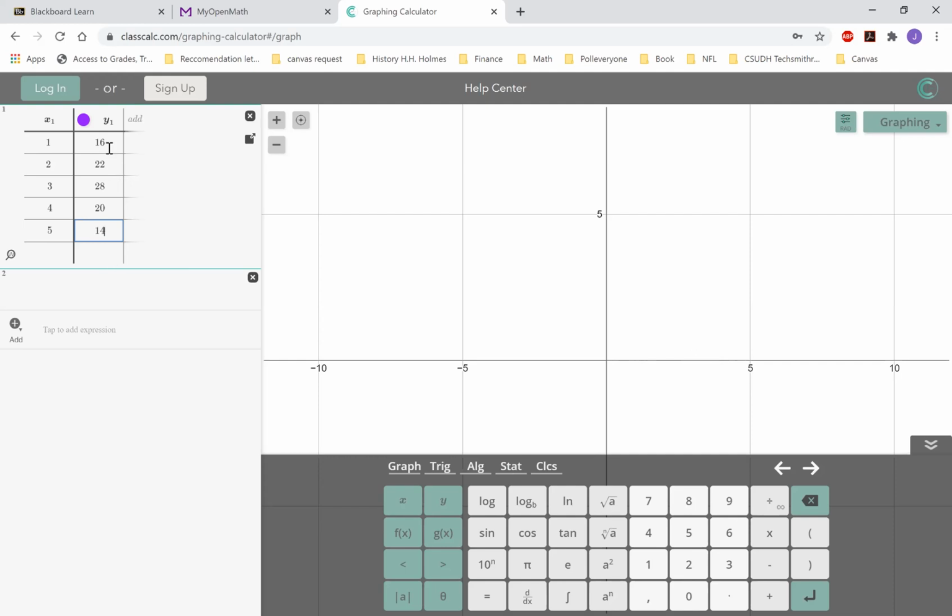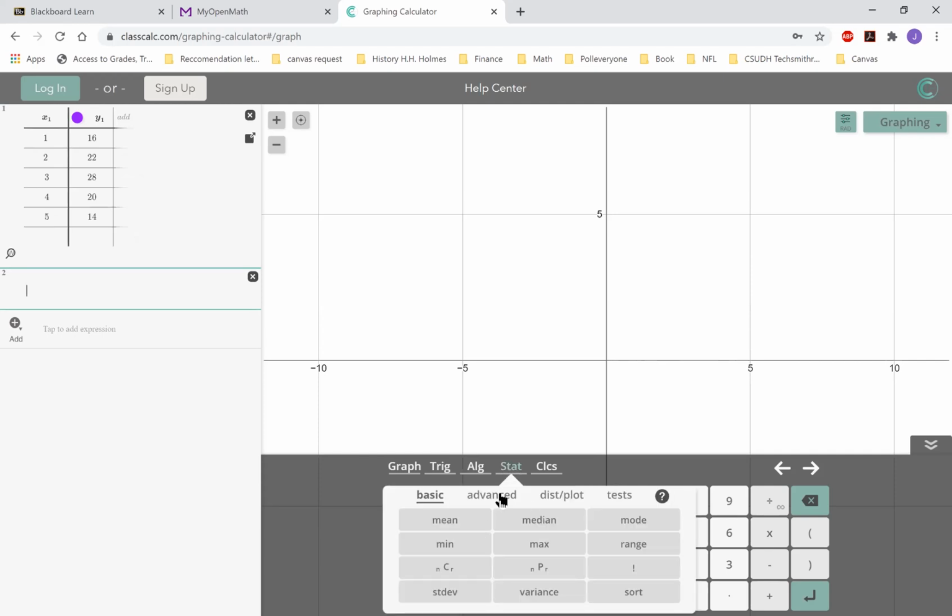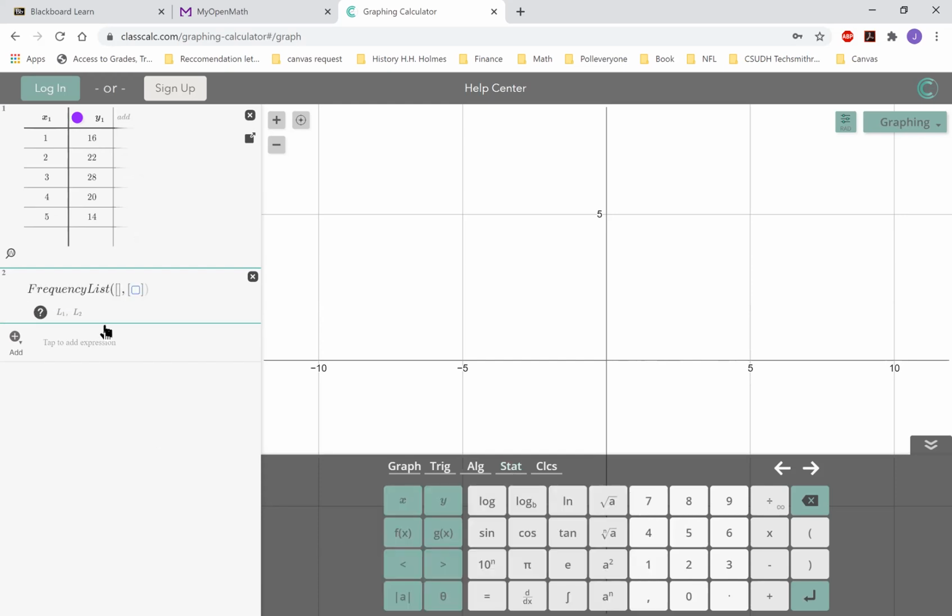Everybody good so far on multiplying by 100? Yeah. All right. So then where we're gonna go here, we're gonna go stats, we're gonna go to advanced. Once again, we're gonna do frequency list. So we're gonna say X1 is frequency list 1, and we're gonna say Y1 is our frequency list. So it should say 100 elements.